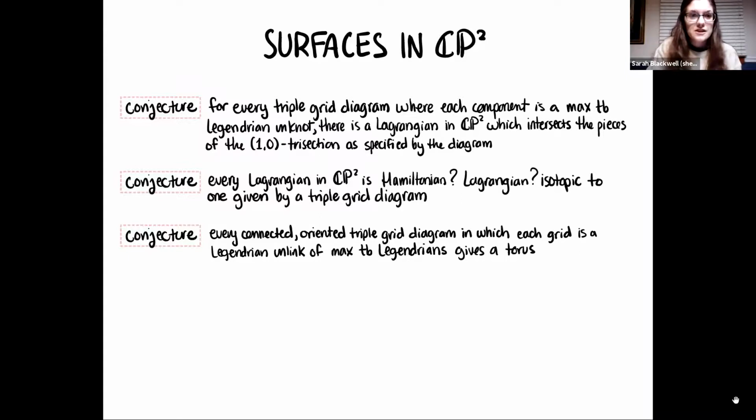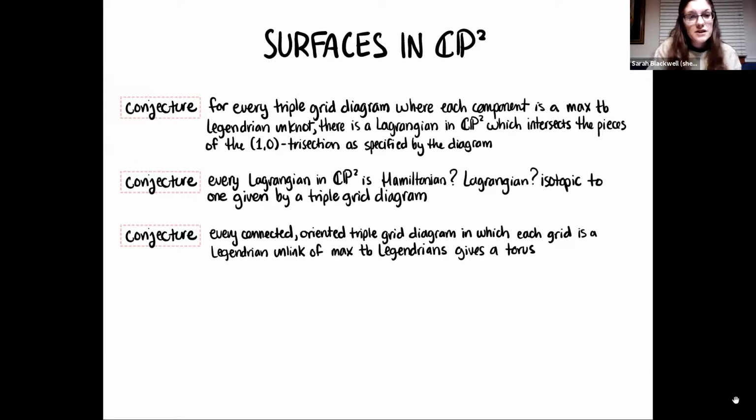So the conjecture is that for every triple grid diagram, where each component is a max TB Legendrian unknot, there is a Lagrangian in CP2 which intersects the pieces of the trisection as specified by the diagram. TB means Thurston-Bennequin number, and the reason I say max TB unknot here is because that's the only Legendrian unknot that can be filled with a disk.